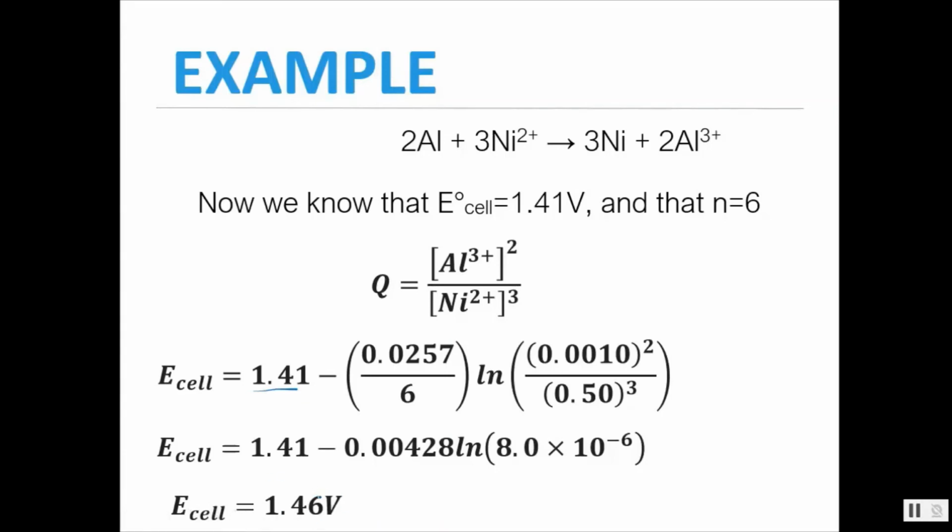So our cell potential under these non-standard conditions is actually going to be a little bit higher because of the concentration differences. We get 1.46 rather than the 1.41.